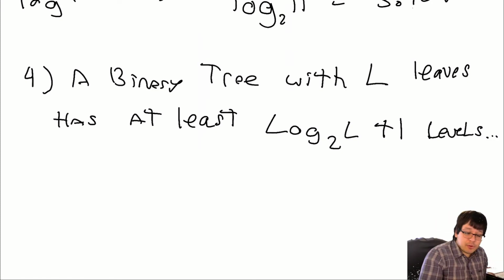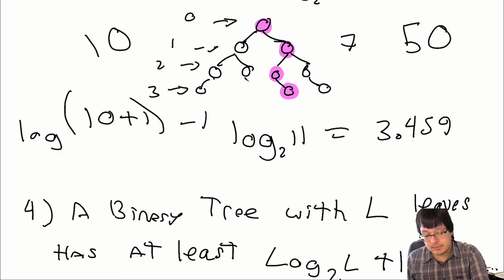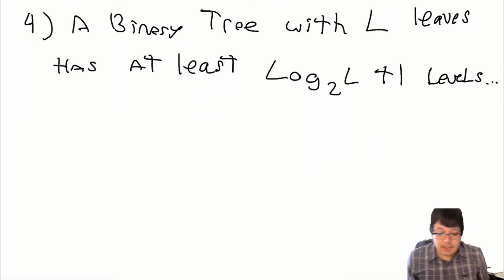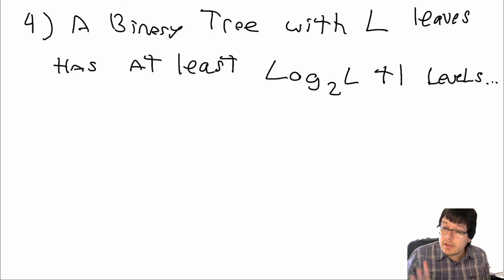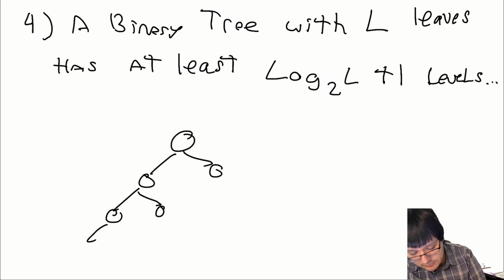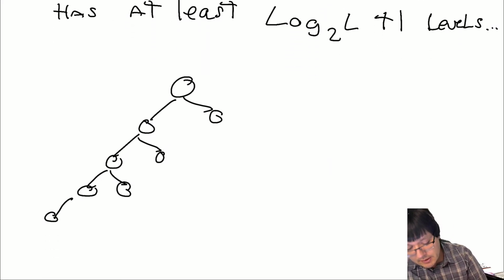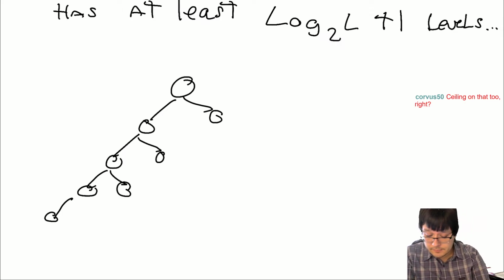And they do point out, by the way, for the previous one, that if your thing is off by 1 because you consider height to be different, you can just plus or minus 1 it out, like here, okay? But anyways. So a binary tree with L leaves has at least log L plus 1 levels, okay? So this is looking at the number of leaf nodes, okay? So if I'm looking at the tree like this, how many leaf nodes does this tree have? Okay?